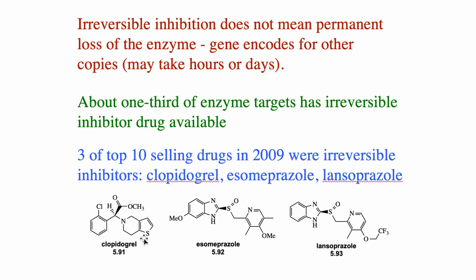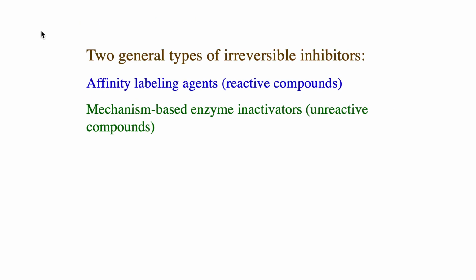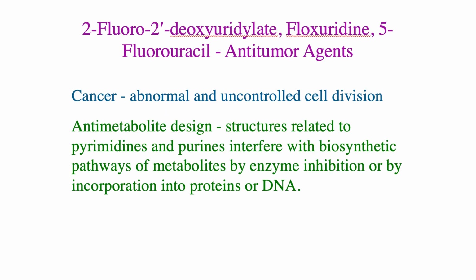Except for this one, which is a platelet inhibitor, a blood thinner. Of these irreversible inhibitors, there are two general types: affinity labeling and mechanism-based enzyme inactivators. And one of these that's important is an anti-tumor agent known as 5-fluorouracil.